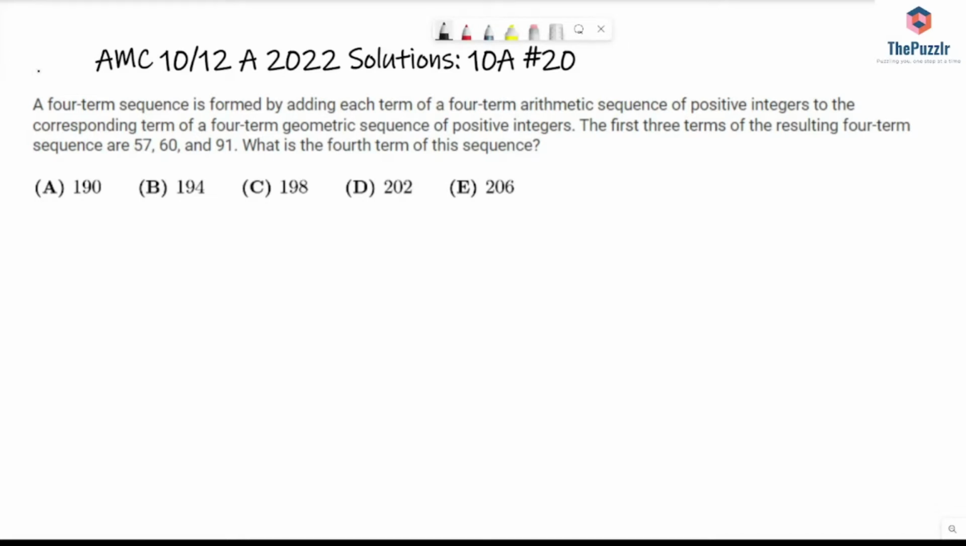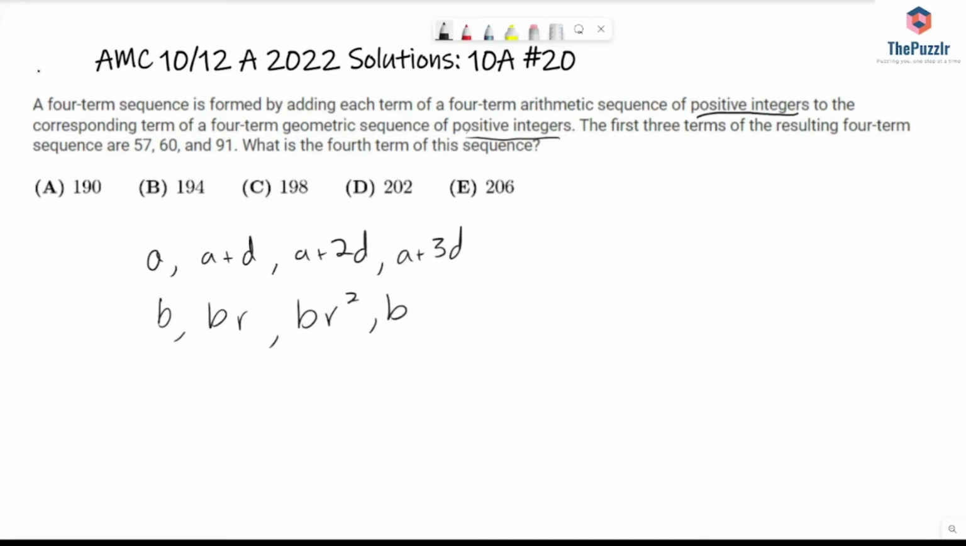Okay, so we're given some information that's going to help us solve this problem, namely that they're positive integers, so we don't have to worry about decimals, which means that we're probably going to have some Diophantine element, and the same thing with the geometric sequence. So let's set up some variables. For the arithmetic sequence, we have a, a plus d, a plus 2d, a plus 3d. And for the geometric one, we have b, br, br squared, and then br cubed.